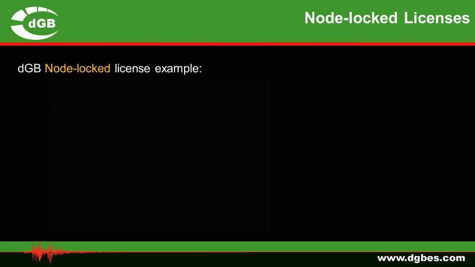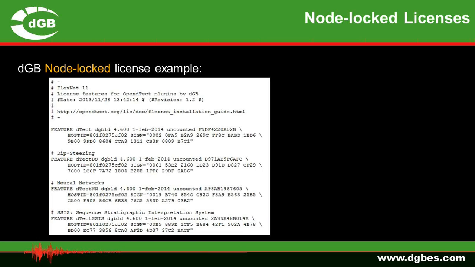Okay, first of all, we'll look in a bit more detail at the node-lock licenses. This is an example of a DGB node-lock license. It looks somewhat like this, and I'll just take you through some of the features and describe some of the information which is contained within it. As you can see here, we have a FlexNet version number. This is needed by the license in order for it to be managed properly. We have here, always on our licenses, a web page URL which is used as a reference if you need help.